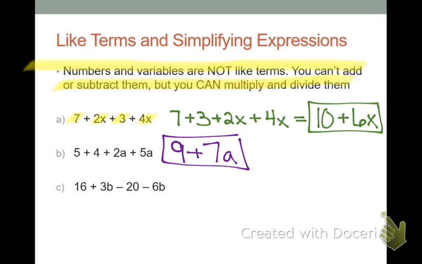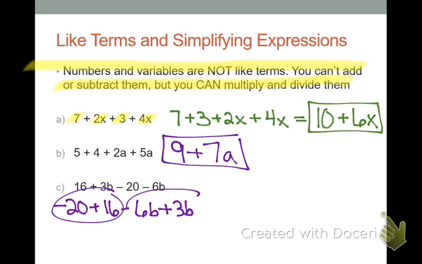C is going to be a little harder because you have to apply your positive and negative rules too. How did you rearrange them, Sarah? Negative 20 plus 16 minus 6b plus 3b. Okay, that's perfect. Minus 6b plus 3b. Now, if you didn't quite rearrange them that way, that's fine as long as your numbers are together and your variables are together.